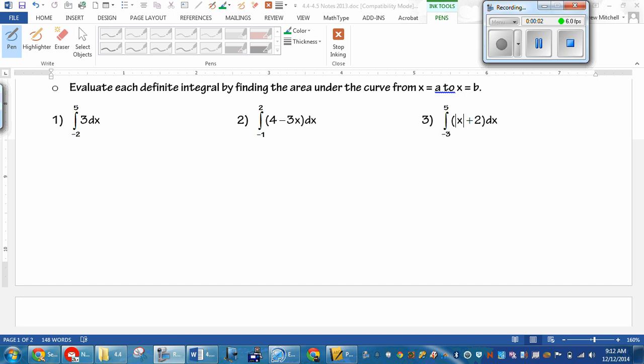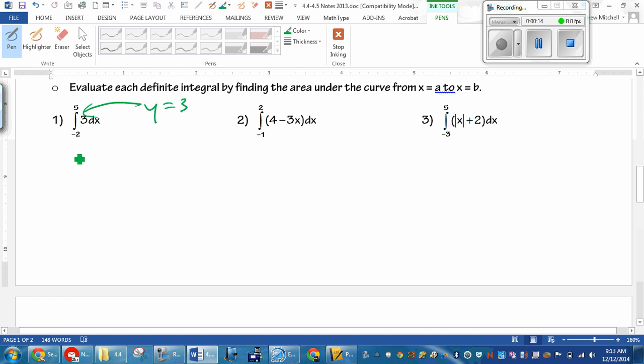For number 1, we're asked to evaluate the definite integrals using the area under the curve. So we're finding the area under the curve y equals 3, right? That's our equation, from -2 to 5. So let's look at a graph.